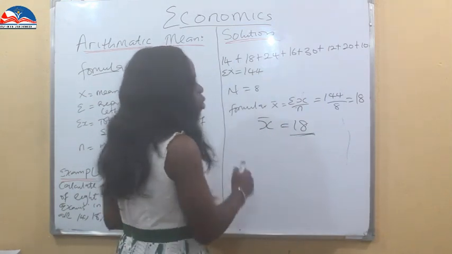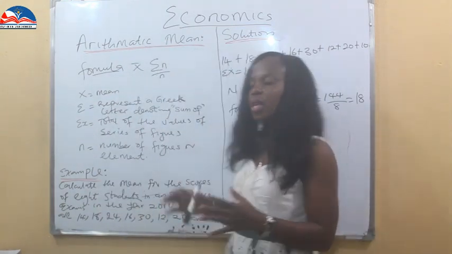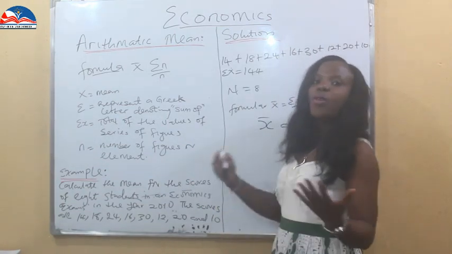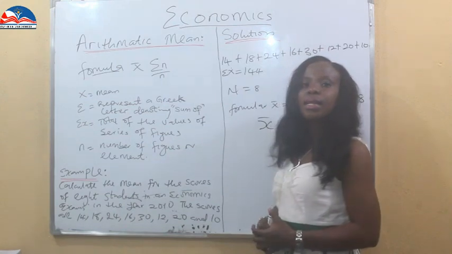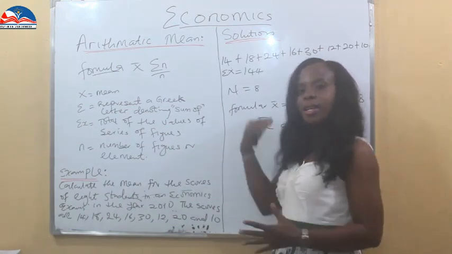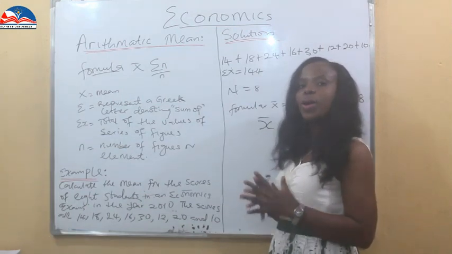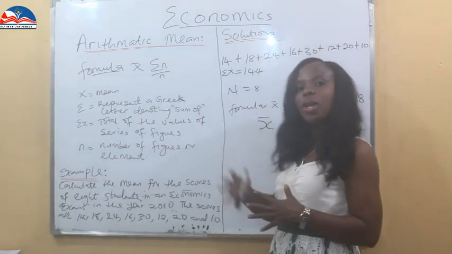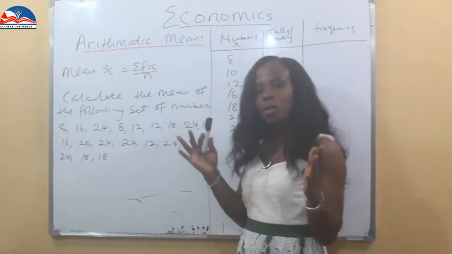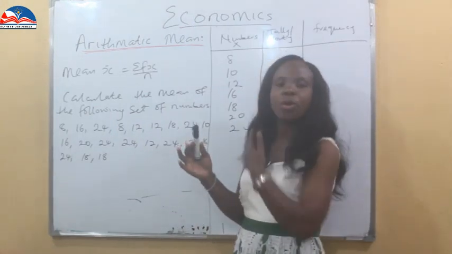This is for a small distribution. The scores, we are just talking about 8 students. What if we have more students and we have to calculate the mean? How do we go about this? Let's see another example to show how we can calculate the mean of a larger distribution. We have discussed how to calculate mean in a small distribution. A small number will be 8.